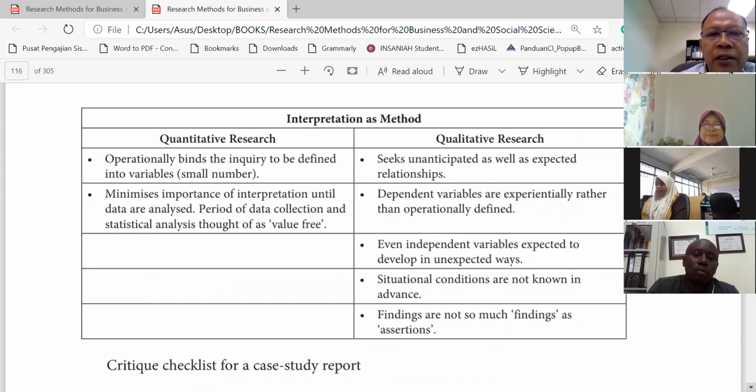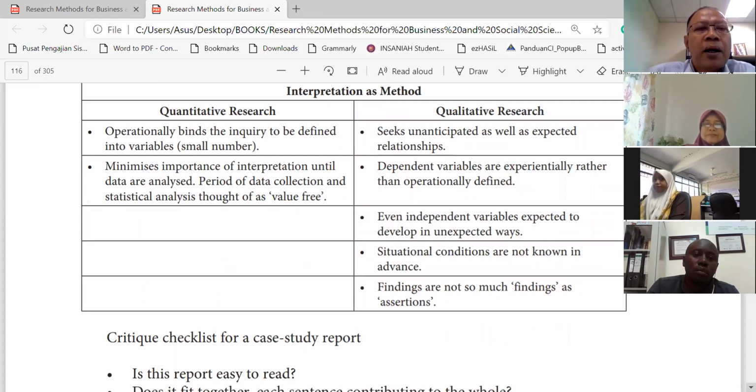Let's compare the interpretation as method between quantitative and qualitative research. In quantitative research, the inquiry is operationally bound to be defined into variables or small numbers. So in quantitative research, the variables that we use are very specifically defined, specifically measured, and it involves objectivity, not much subjectivity involved.